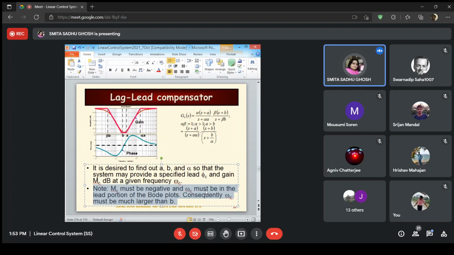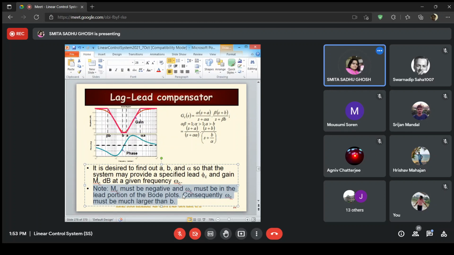Why go for a lag-lead compensator? A lag-lead compensator will be used only when, for example, we want Mc, that is the magnitude, to be negative, but simultaneously, for the same frequency, a lead is required. Meaning, if we choose omega c as the frequency, the magnitude contribution must be negative, whereas the phase contribution must be positive. Only in such a case would we want to go for the lag-lead compensator, right?